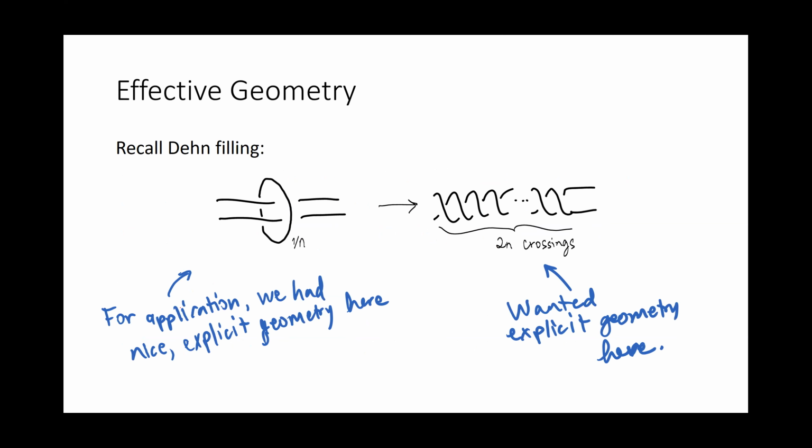What Dave and Saul and I were interested in was an effective geometry change under Dehn filling result. So remember from Dehn filling, you plug in a solid torus. You can do something like put twists into a twist region of a knot. And for the application we had in mind, a long time ago, we had nice explicit geometry before we did the filling, and then we wanted nice explicit geometry after we did the filling. And if I'm remembering it, we may also have had applications that go the other way. We may have had a nice explicit geometry after the Dehn filling, and then we wanted to drill out a cusp, and we wanted nice effective geometry over there as well.